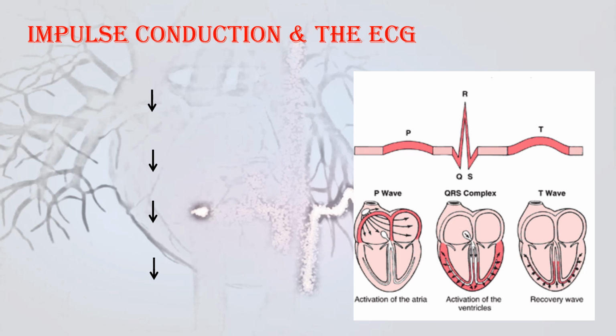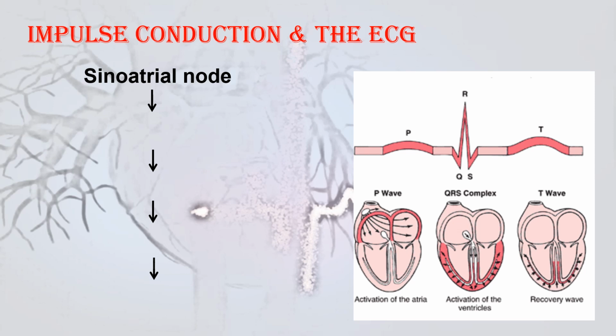We can see the impulse conduction and its relation with the electrocardiogram. First the impulse is generated from the sinoatrial node. The impulse then covers the right and left atrium. When it covers the right and left atrium, atrial systole, otherwise atrial depolarization, happens. That is the representation of the P wave. So atrial depolarization is the activation of the atria.